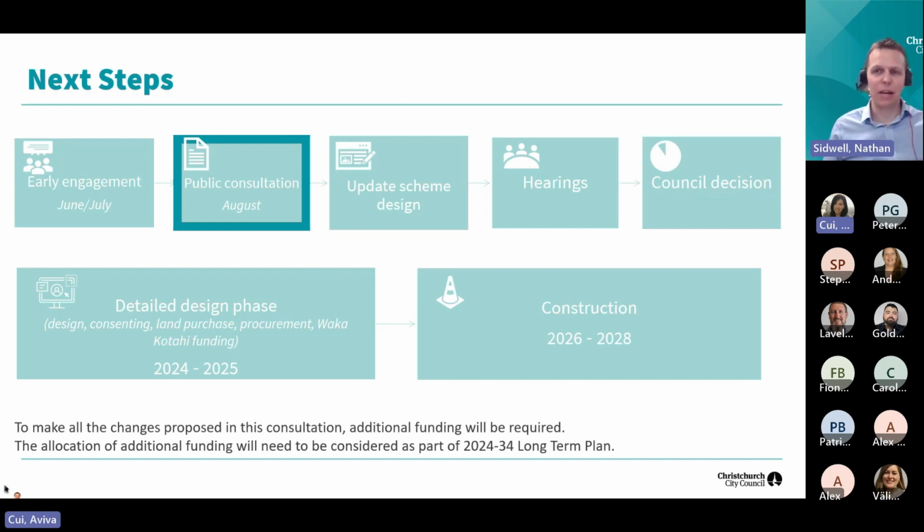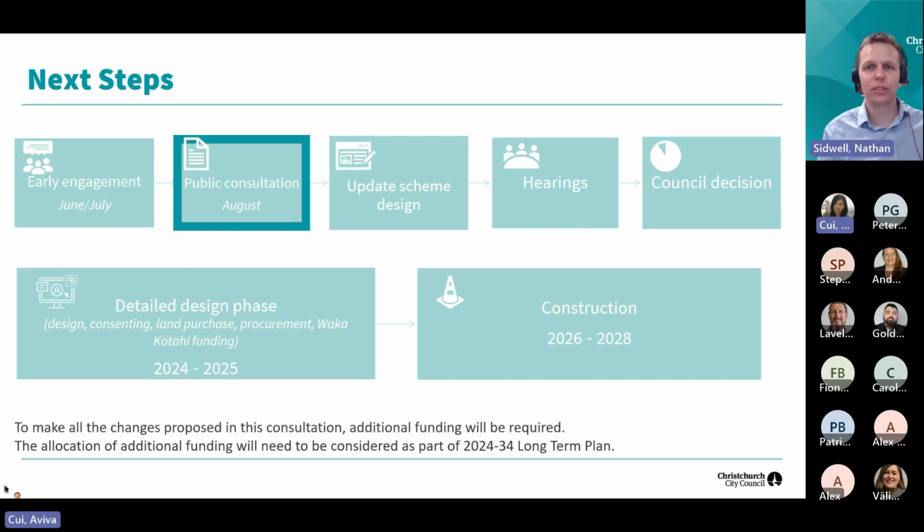There is much more that happens behind the scenes, but that gives you a flavour for what will be happening in the detailed design phase. Construction is planned to start in 2026, and it'll take around 2 years. Now, please bear in mind, this is if everything goes well, we get through the hearings, etc., at council, and we get the funding. So just bear that in mind as well.